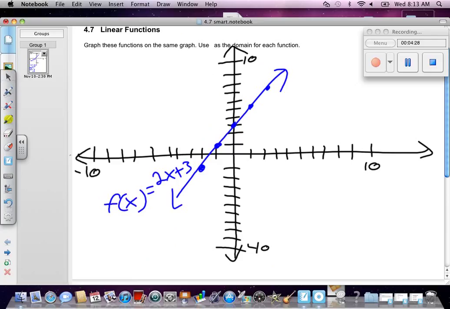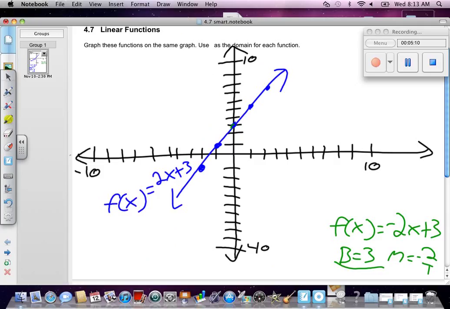If f of x equals -2x plus 3, where does our first point go? Where is our y-intercept in -2x plus 3? What is our b? 3. What is our slope? -2 or -2/1. So where does my first point go on this graph? Where's b? B is 3. Right here, guys. 1, 2, 3.